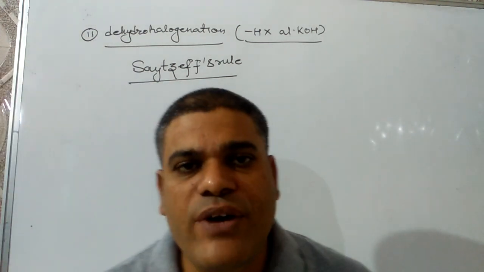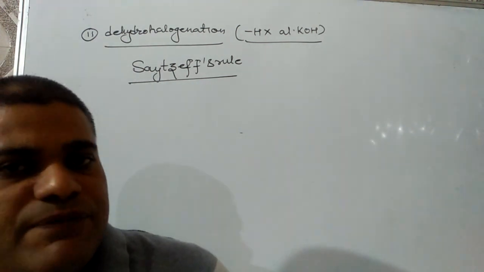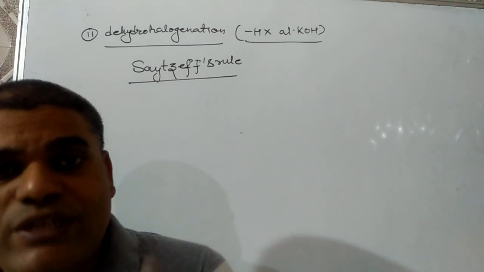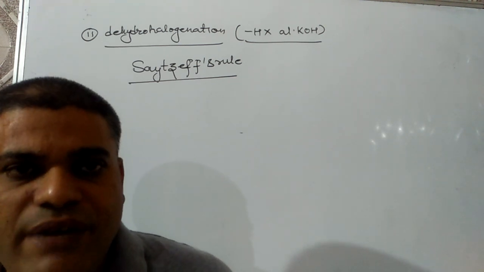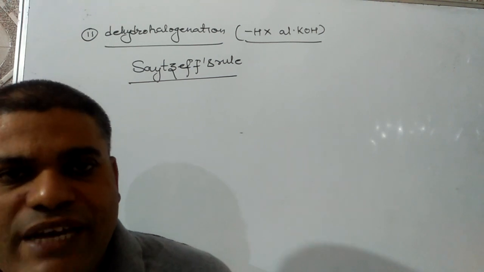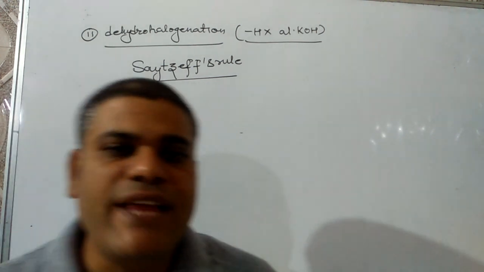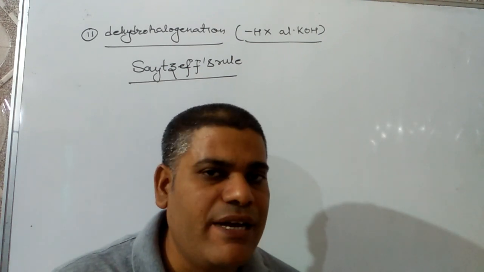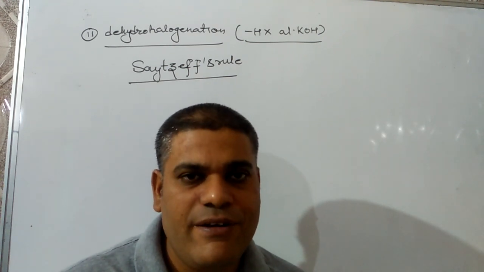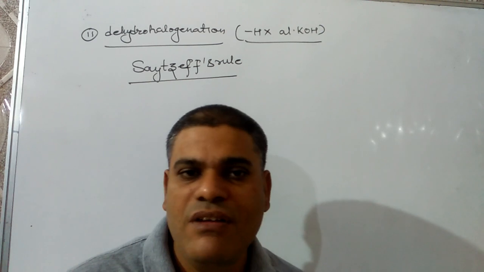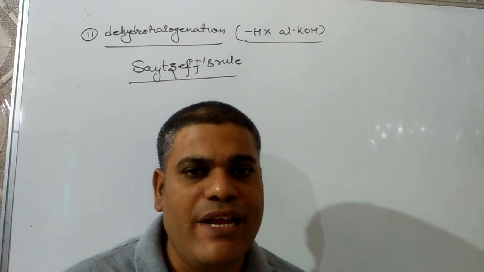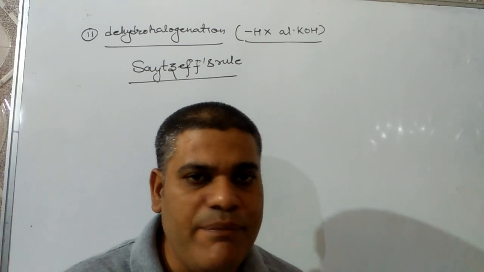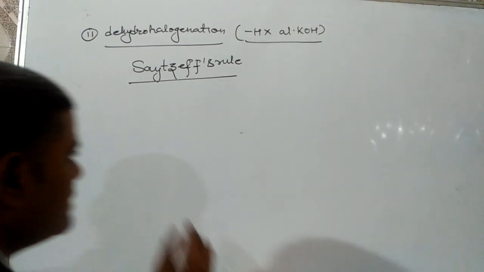Saytzeff's rule states that if more than one product is formed during elimination, then that product is preferred in which the double-bonded carbon atoms are maximally alkylated. Now I am taking a few examples. The first case is there.